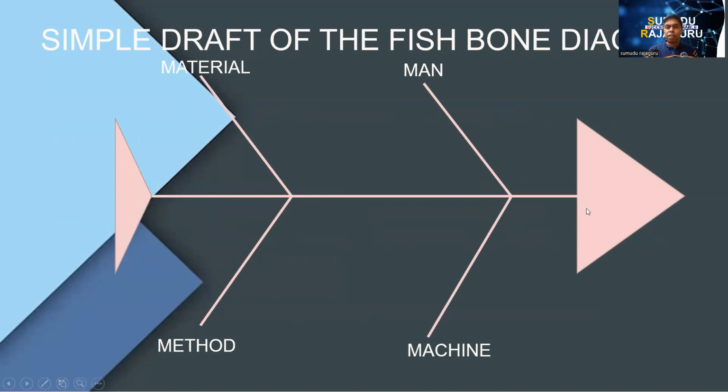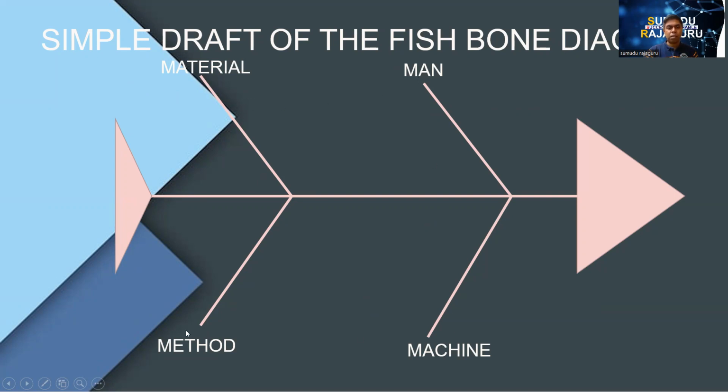This is the simple fishbone diagram. Now you can see this is the head of the fish. As we discussed, we have to write down the problem, or issue, on this head. Okay. Then this is the main axis. There are four sub-axes I have included here. Based on the problem, we can add several axes also.